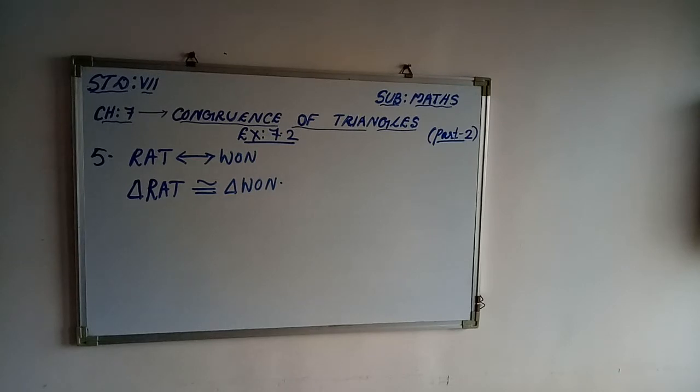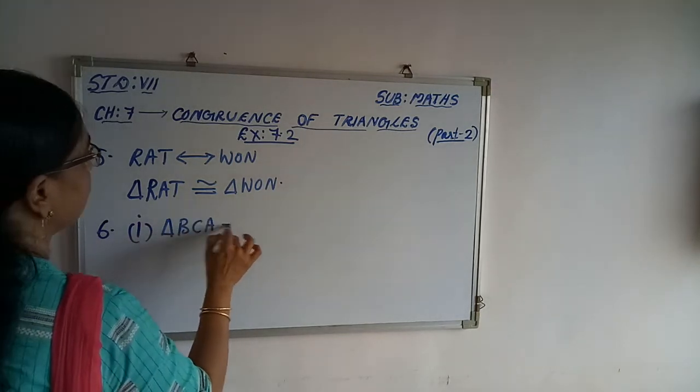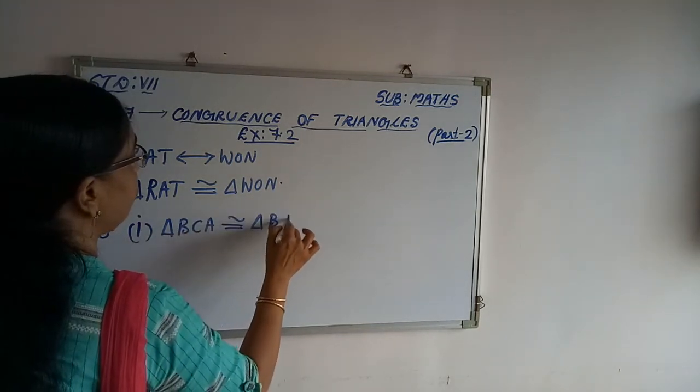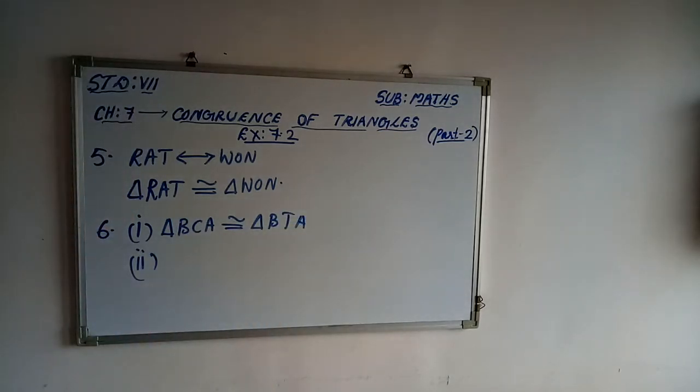Now see question 6. Complete the congruent statement. There are two triangles given. Which are the two triangles? Triangle BCA and triangle BTA. So which two triangles are congruent? In the first one, triangle BCA congruent to triangle BTA. Then the second figure, triangle QRS congruent to triangle TPQ.